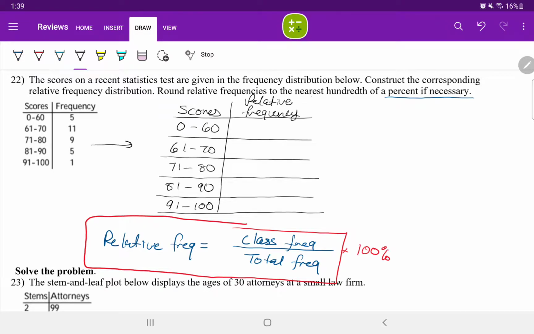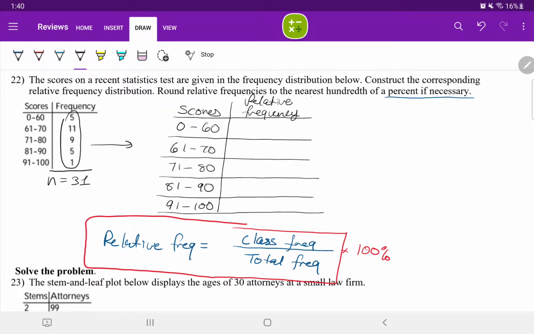Let's first find out the total frequency by adding up all the numbers under the frequency column. We can call the total frequency n. So 5 plus 11 is 16, plus 9 is 25, plus 5 is 30, plus 1 is 31. Let's double check that. 16, 25, 30, 31.